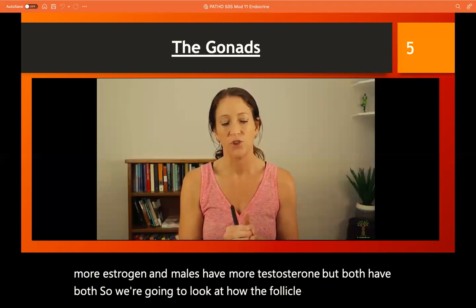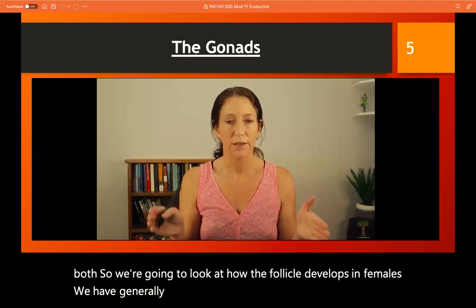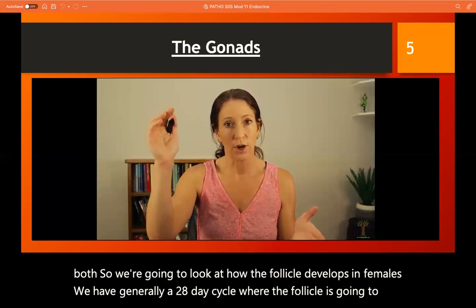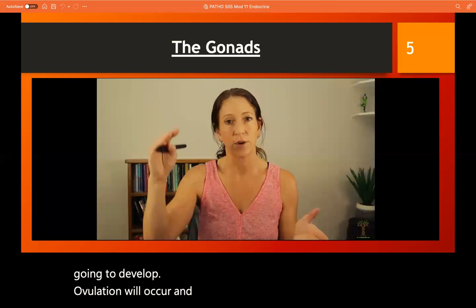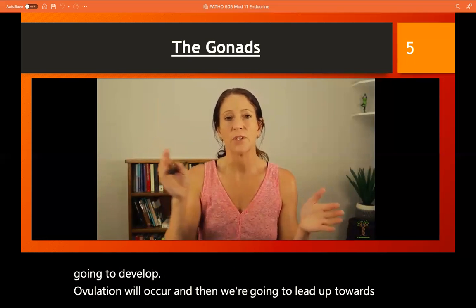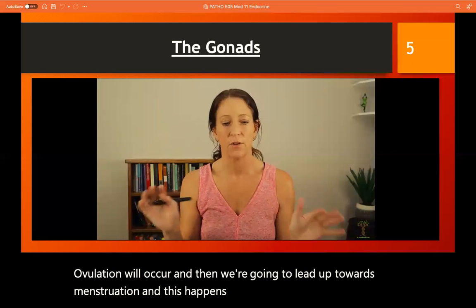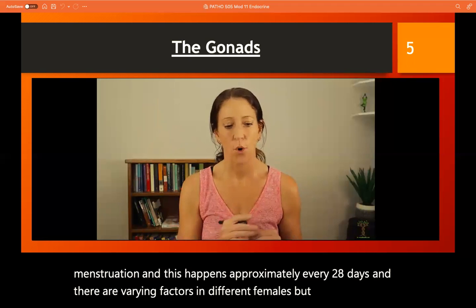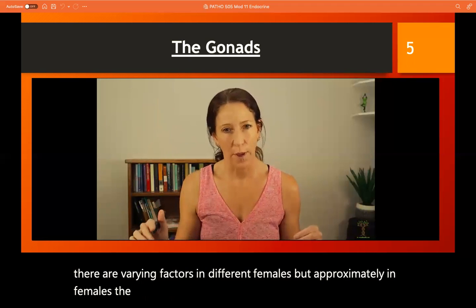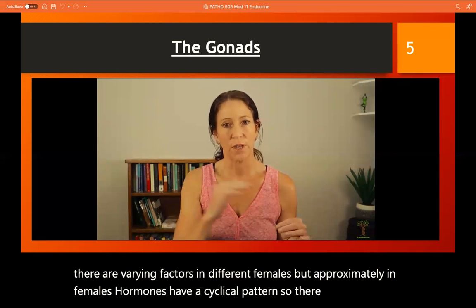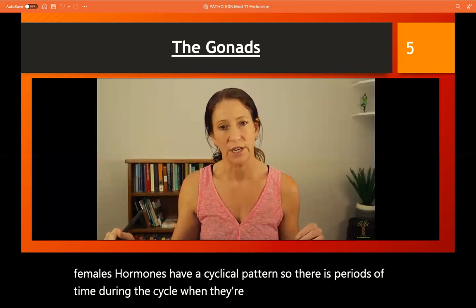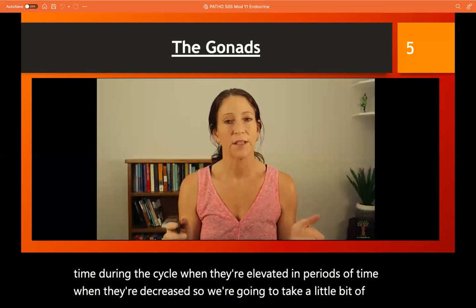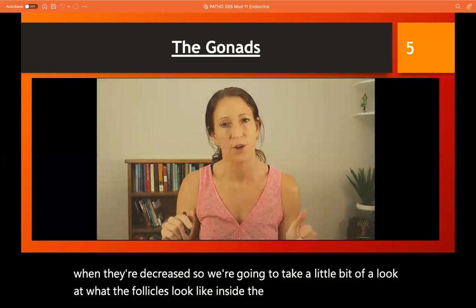In females, we have generally a 28-day cycle where the follicle is going to develop, ovulation will occur, and then we're going to lead up towards menstruation. This happens approximately every 28 days, and there are varying factors in different females, but approximately. In females, the hormones have a cyclical pattern. So there's periods of time during the cycle when they're elevated and periods of time when they're decreased. So we're going to take a little bit of a look at what the follicles look like inside the ovary and how those cycles occur.